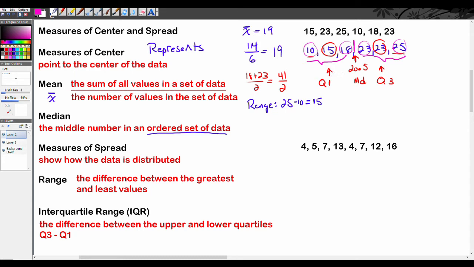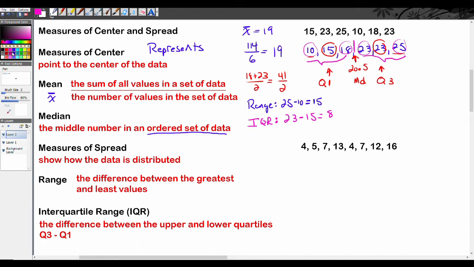And so the interquartile range, the IQR, is the difference between Q3 and Q1. So here we have 23 minus 15 equals 8. So my interquartile range is 8. All right, hopefully you understood that.